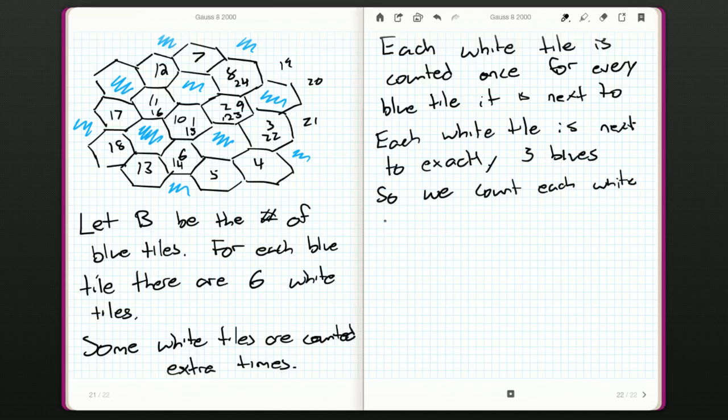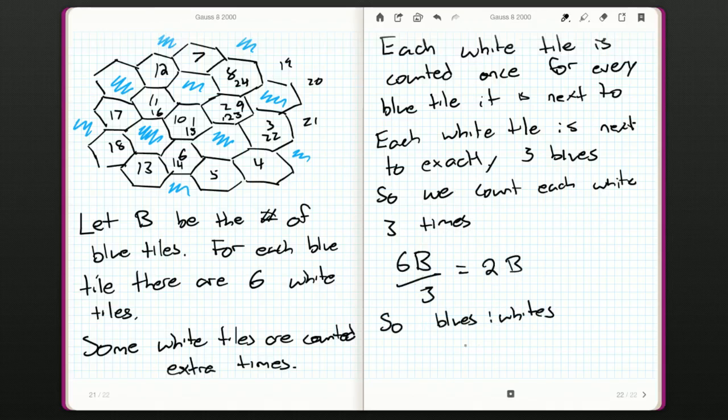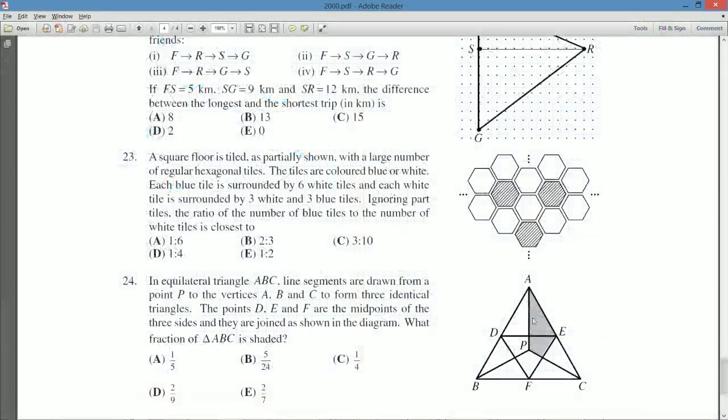So we count each white tile 3 times. So we need to reflect that. 6 times B gives you a rough estimate for the number of white tiles, but we're counting each tile 3 times. So in fact, the number of white tiles is going to be 6 divided by 3, which is 2 times the blue tiles. So the number of blues to the number of whites is B to 2B, and that's a ratio of 1 to 2.